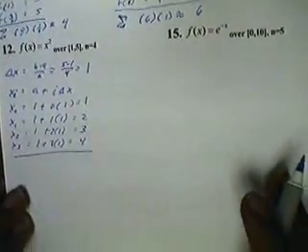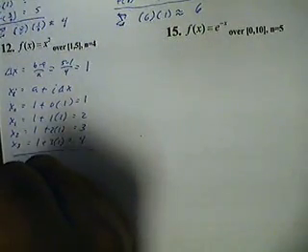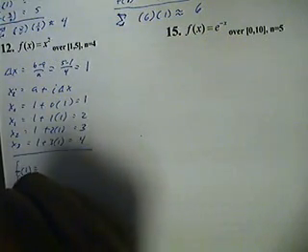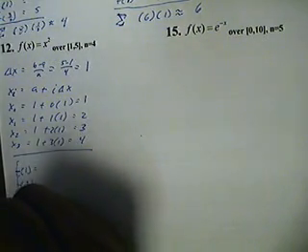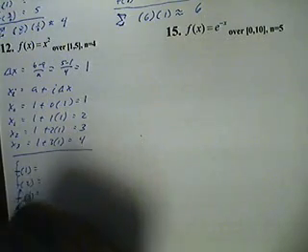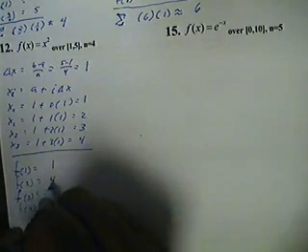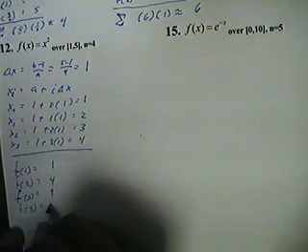And now we're going to put each of those into the function f. So 1, 2, 3, and 4. 1 squared is 1, 2 squared is 4, 3 squared is 9, 4 squared is 16.